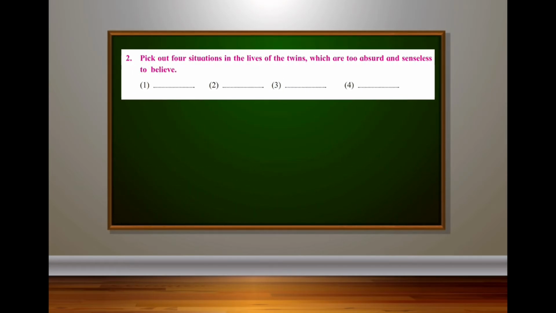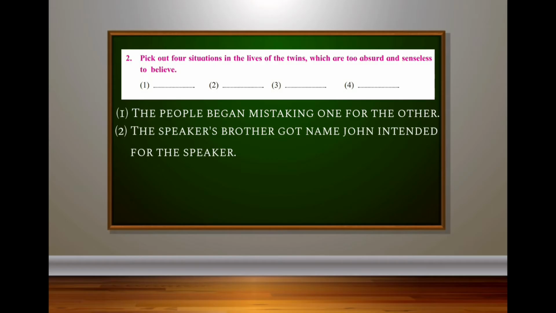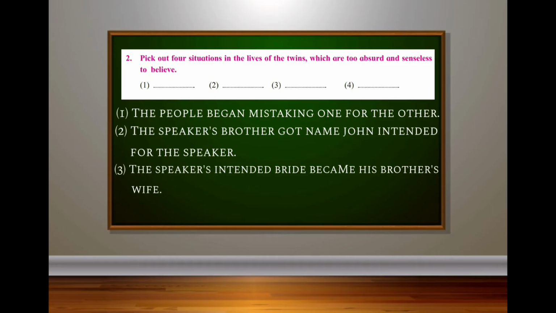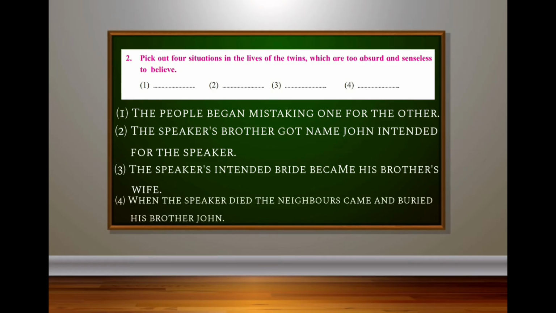Next question. Pick out 4 situations in the lives of the twins which are too absurd and senseless to believe. Number 1, the people began mistaking one for the other. Second, the speaker's brother got the name John intended for the speaker. Number 3, the speaker's intended bride became his brother's wife. Number 4, when the speaker died, the neighbors came and buried his brother John.